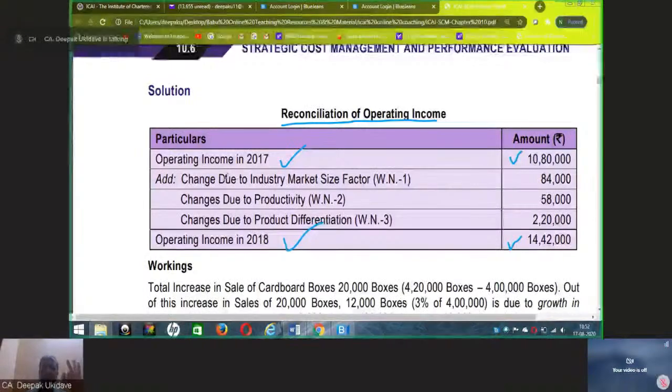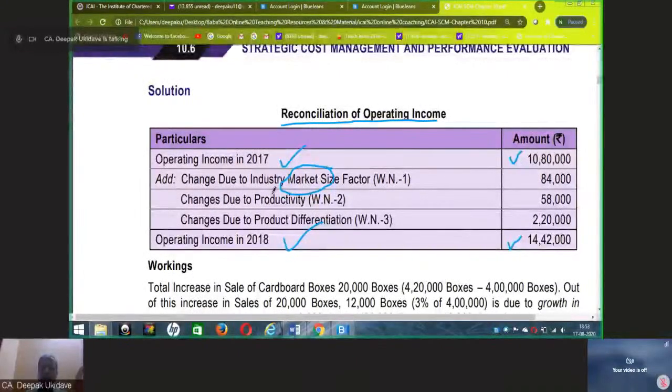So we say change due to, since we don't know whether it is an increase or decrease. So we say change. It could be an increase, it could be a decrease. If it is a decrease, we will deduct. If it is an increase, we will add. So change due to industry market size. Market size is nothing but 3% growth in the market. This is the growth effect.